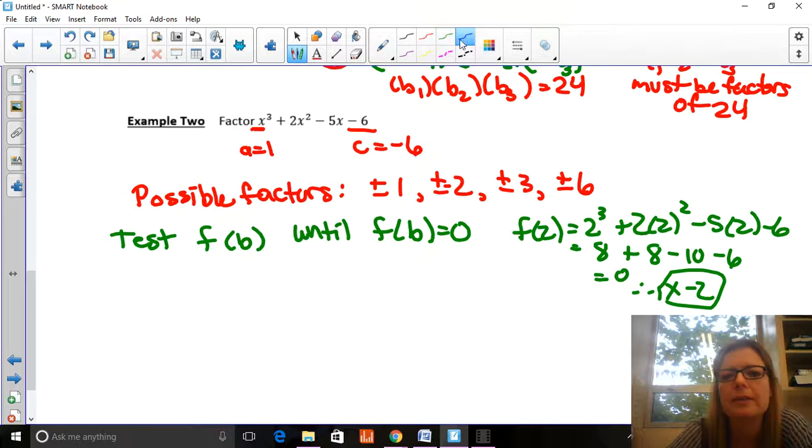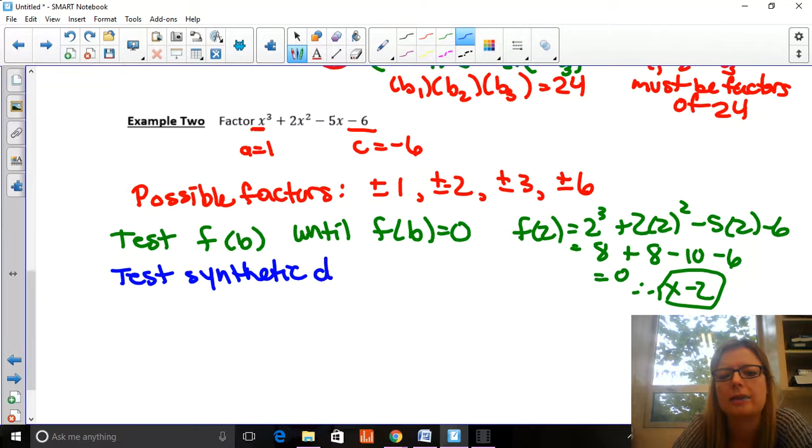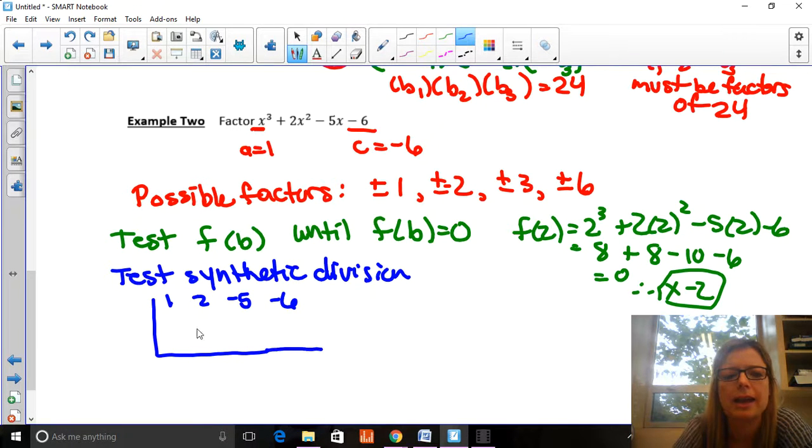The other way of doing this is to go right to synthetic division. This is the way I personally prefer. I make my little synthetic division table. I know I'm going to have 1, 2, minus 5, and minus 6 up here, and I just start testing numbers on the outside until I get a result of 0 down here. So I know I need a 0 here. Now I just start testing, starting with 1.